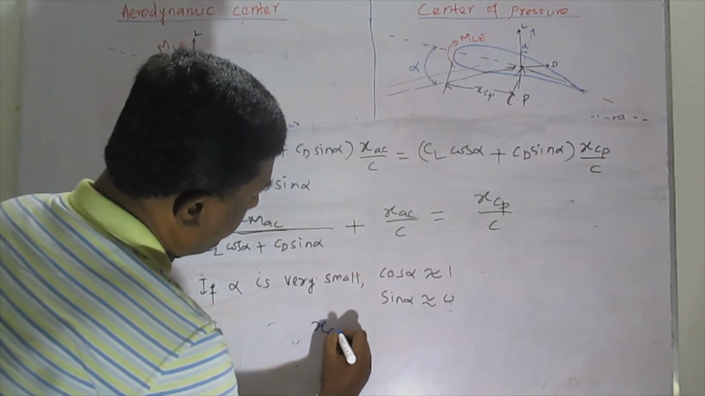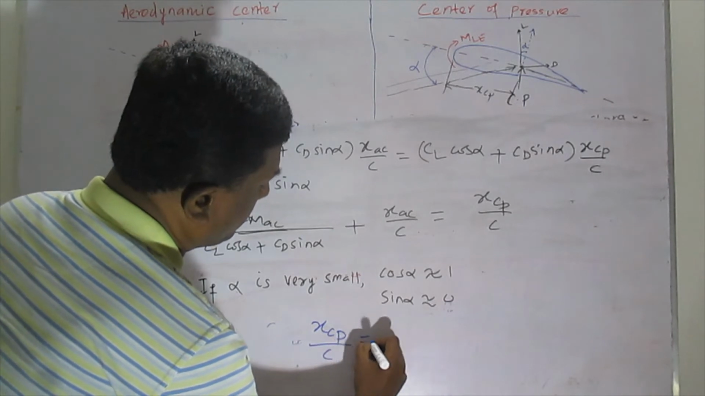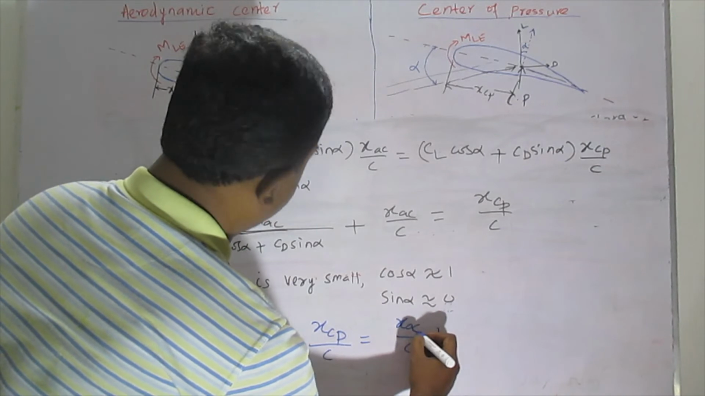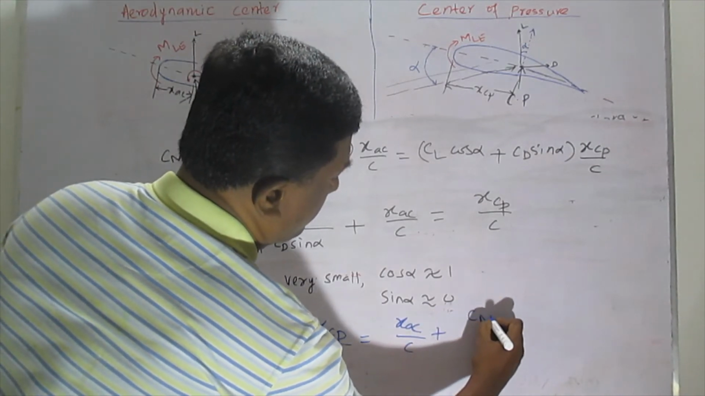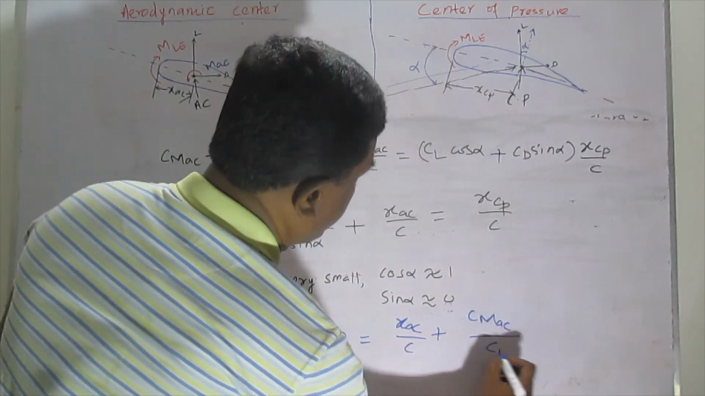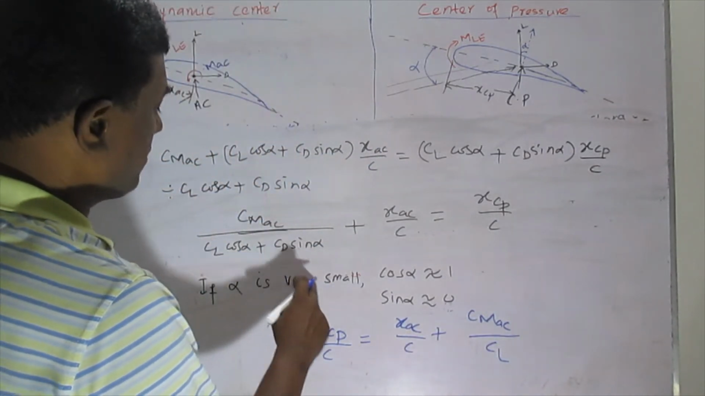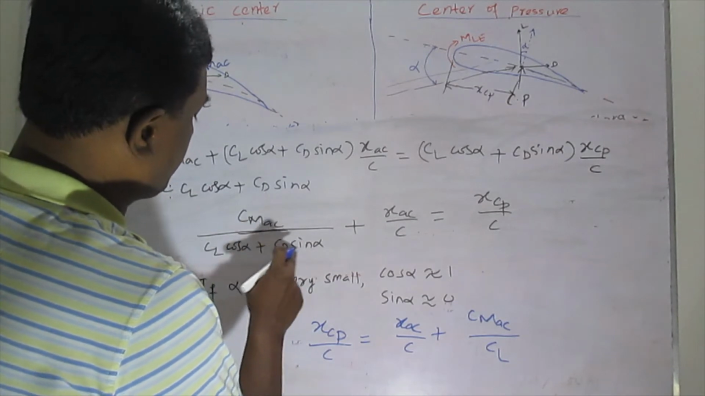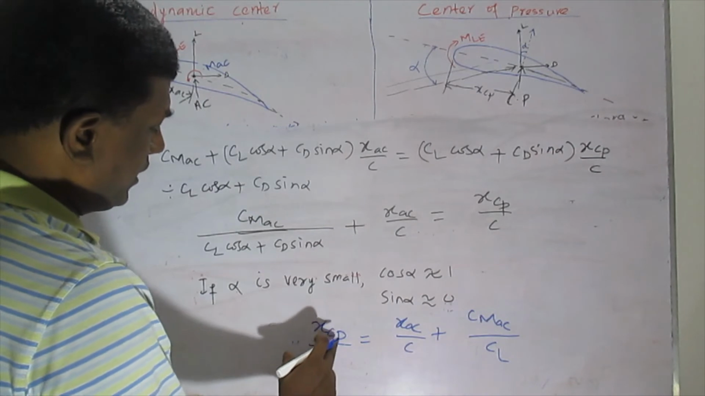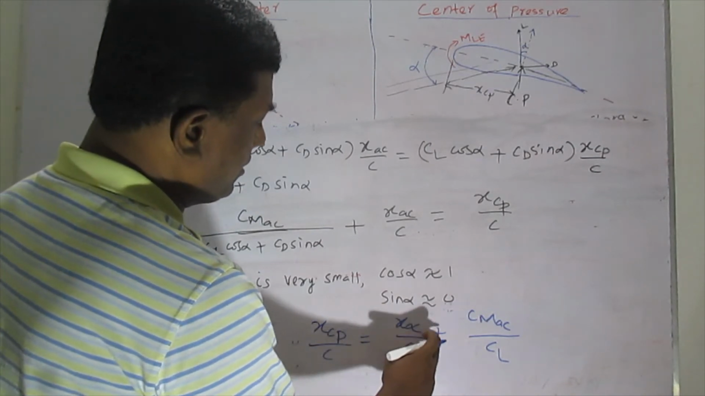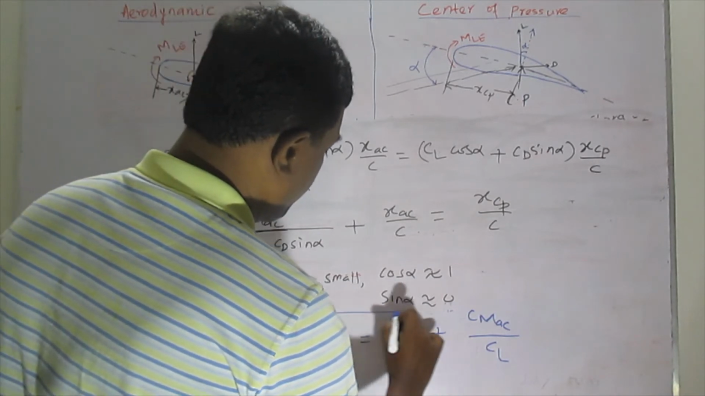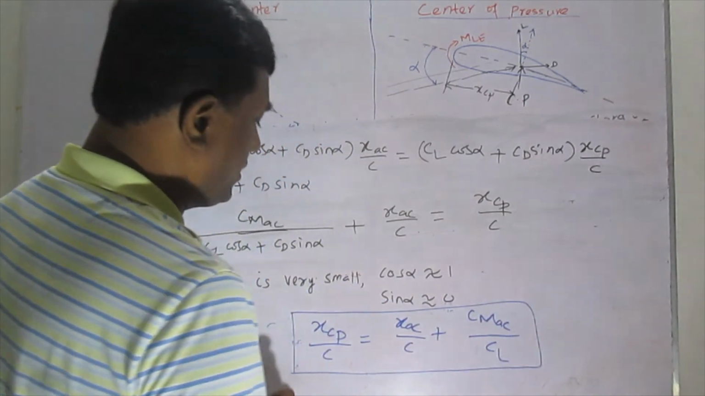Means XCP by C equals XAC by C plus CMAC by CL, because cos alpha is 1 and sin alpha is approximately equal to 0, so this term will get eliminated and only CL will remain. So XCP by C equals XAC by C plus CMAC by CL. So this is the final relationship we are getting.